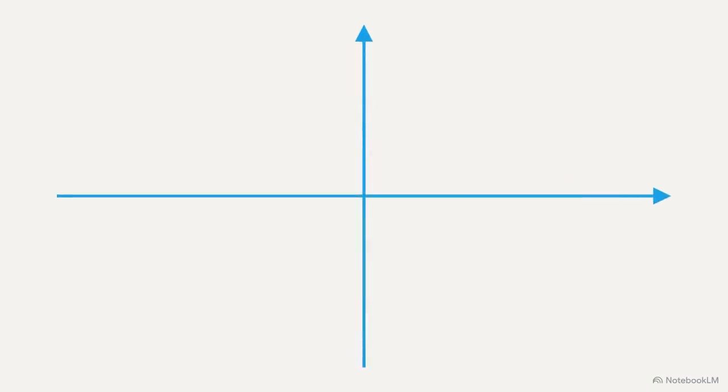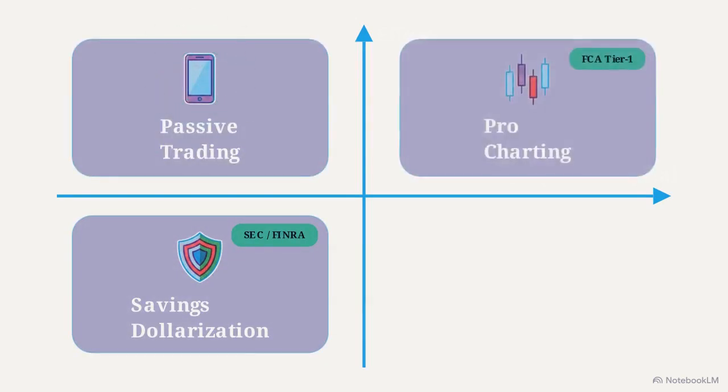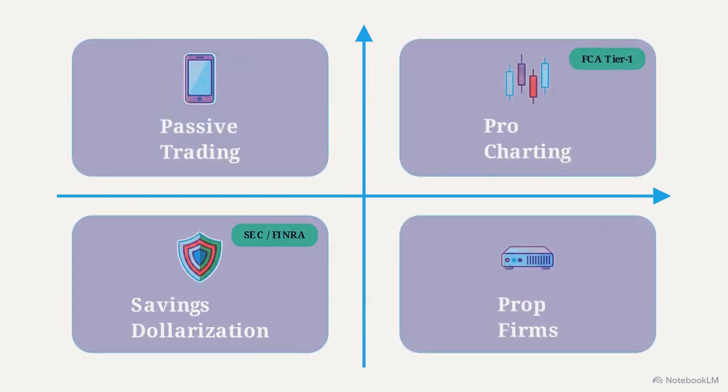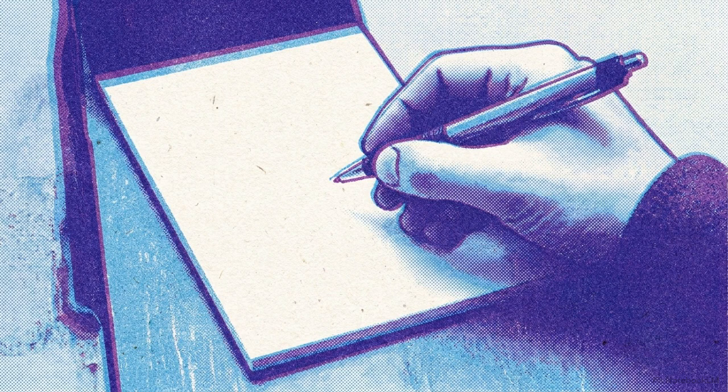This chart maps these four profiles: the beginner, the copy trader, the pro, and the dollarizer, against the effort and required capital you have available. We are going to build the exact tech stack required for each specific quadrant to help you choose where you belong. The rule of broker economics is simple.